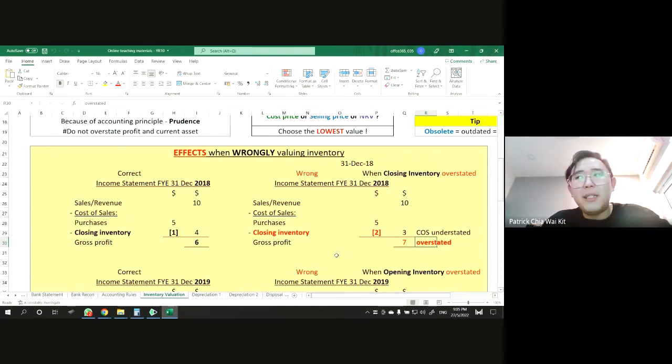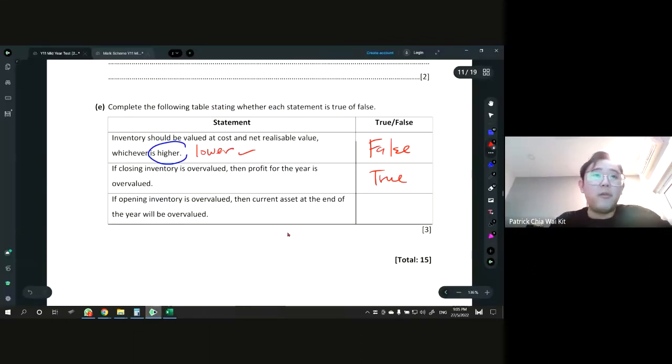The question did mention profit for the year. Same thing: if gross profit is overstated, your profit for the year is going to be overstated also. I hope this is okay. So therefore, the statement is correct. Closing inventory overvalued, and then profit for the year is going to be overvalued too. It's a true statement. Next one.